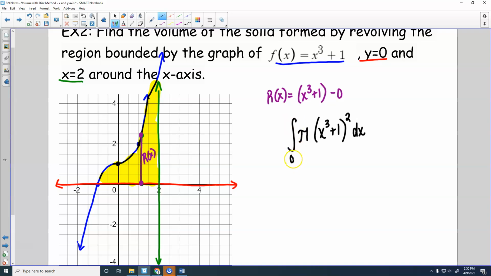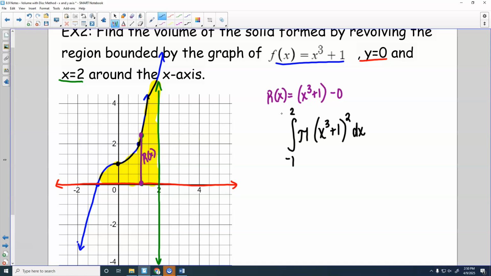Integral from, oh wait, I was getting ready to do integral from 0 to something. Is it 0 in this case? It is not. It is negative 1 up to what value? 2. Yeah, we'll pull those from the x-axis here.